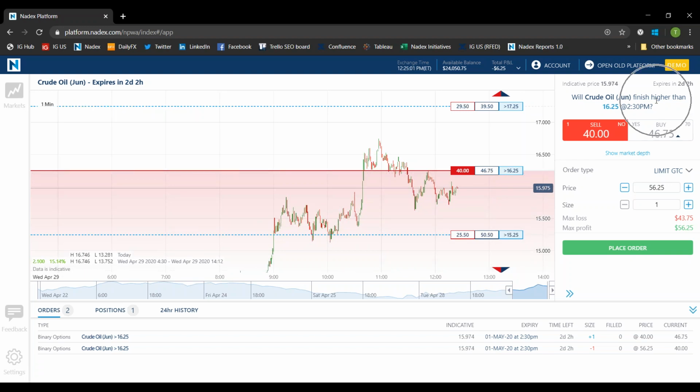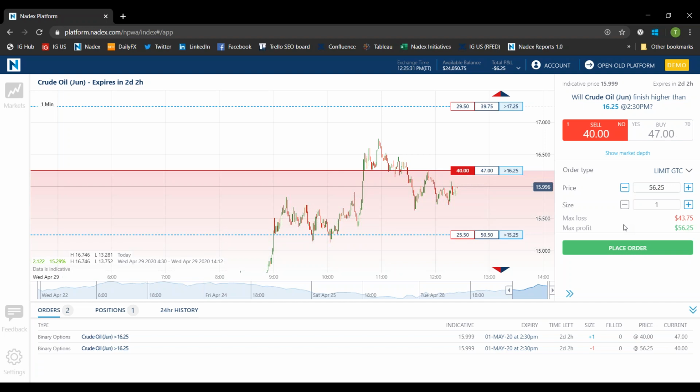Notice, will oil finish higher than 1625? So 1625 itself is actually a below order. If it settles at 1624, it goes to 100. If it went down to 12 again, this contract would only go to 100. So when you get into a binary option, it is a yes or no, all or nothing. If yes, it goes to 100. If no, it goes to 0. If I sold it, I know what I can make.